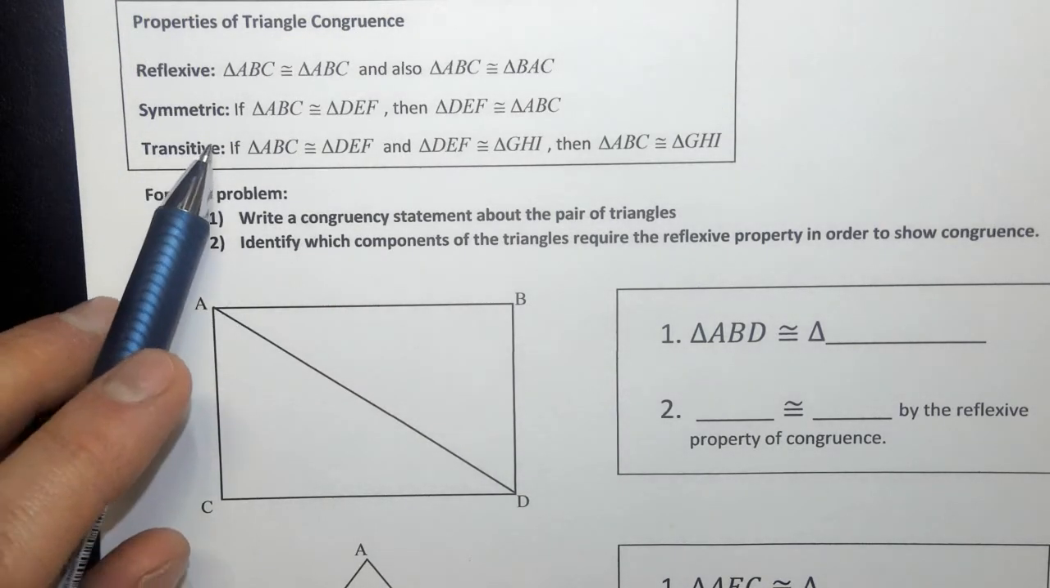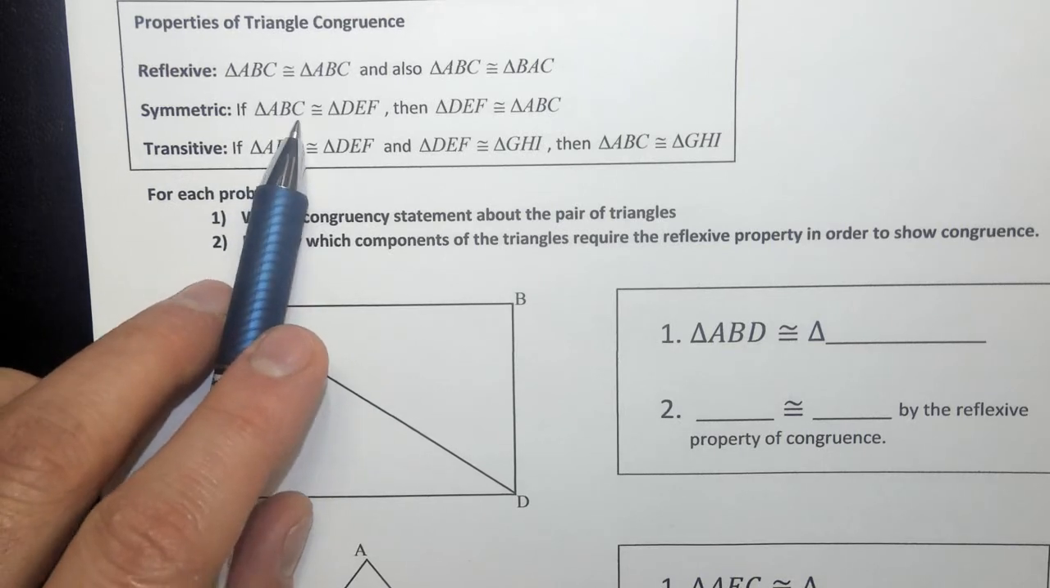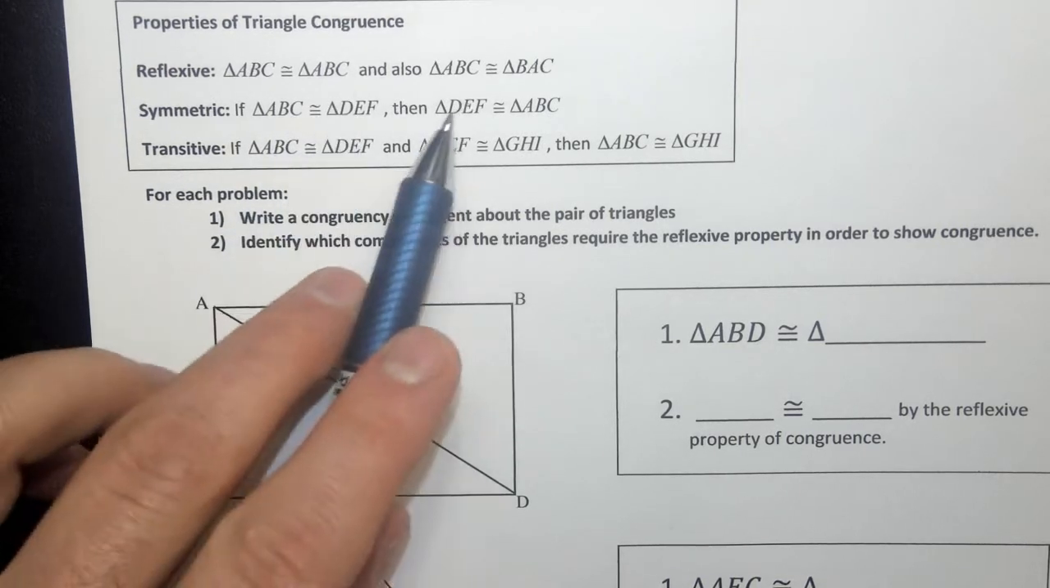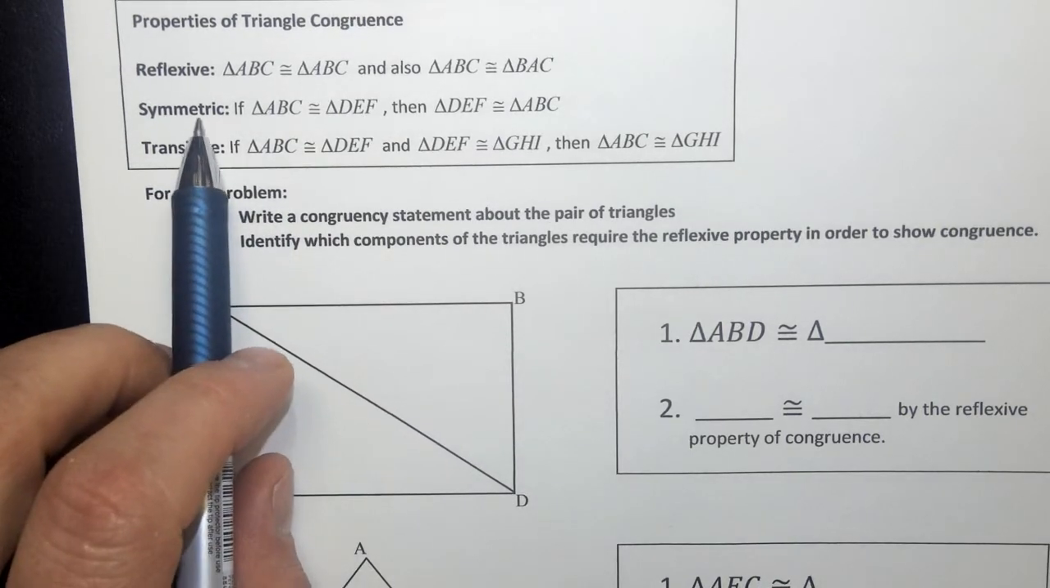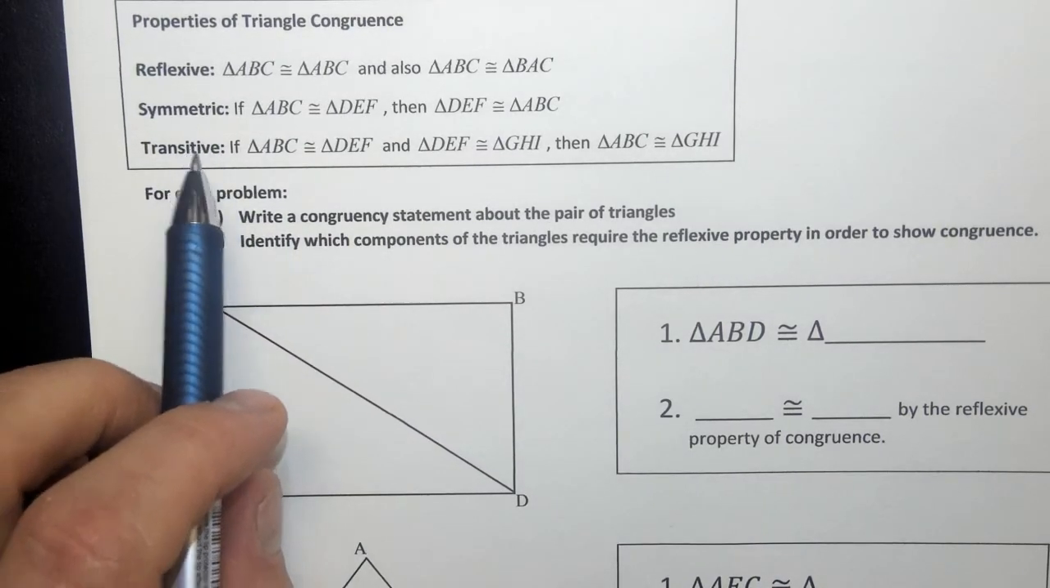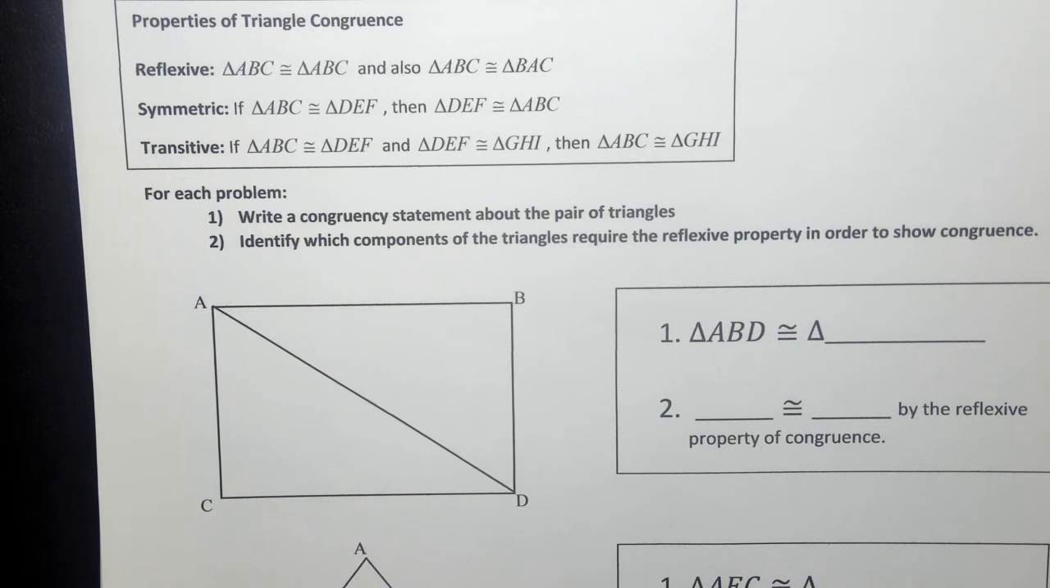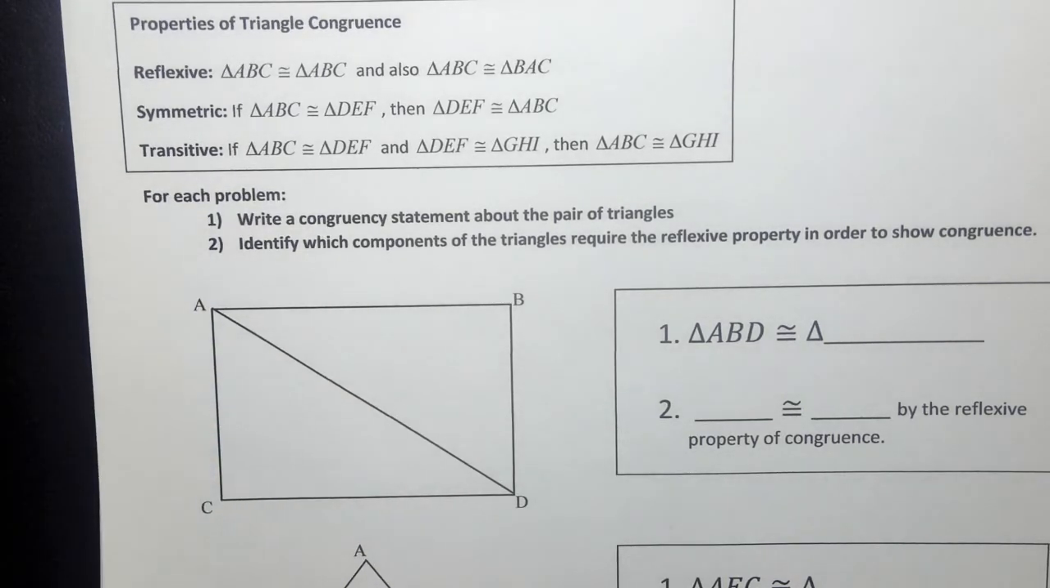Symmetric property is going to state that if you have ABC congruent to DEF, that you can flip the order of that, and that works out just fine. A lot of times symmetric property is usually used in order to set you up for the final one, because when you're using this final option, order is important.